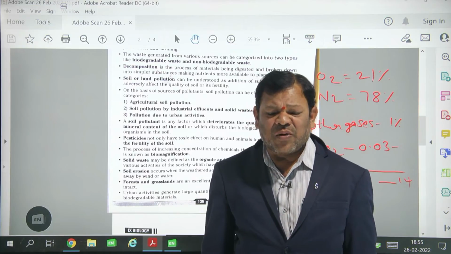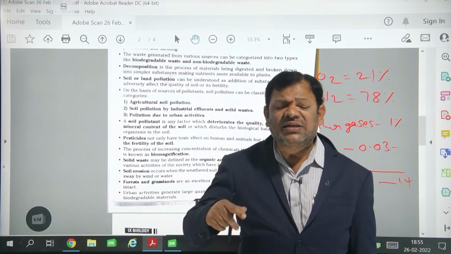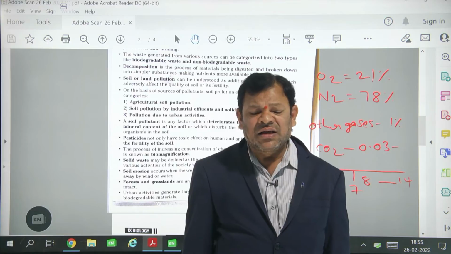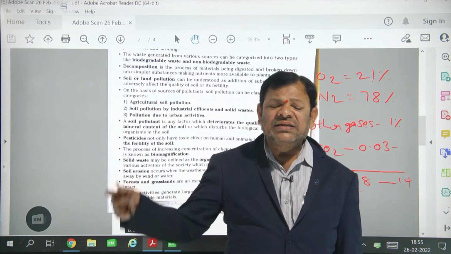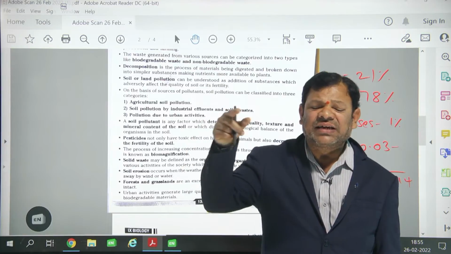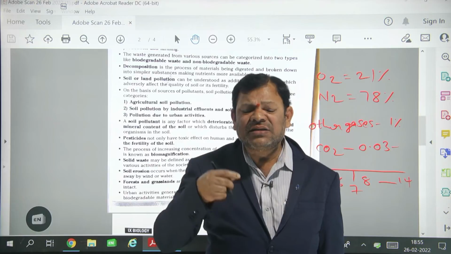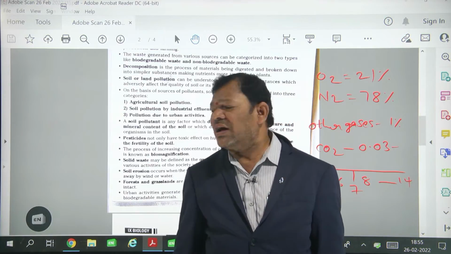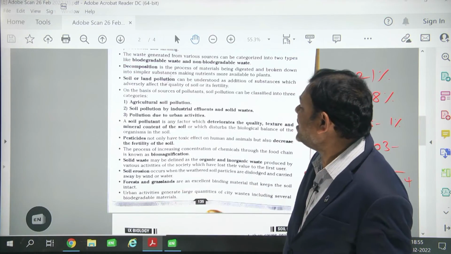Day by day, the population is increasing. With the increasing population, we need to increase crop production. So that's why we are using pesticides, herbicides, insecticides. These pesticides and insecticides again enter the food chain. If we eat them, they also enter our body, and they also decrease the fertility of the soil.